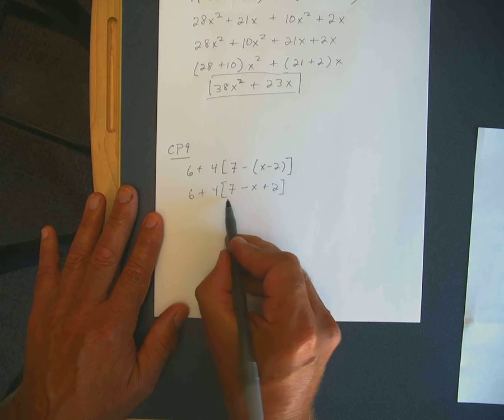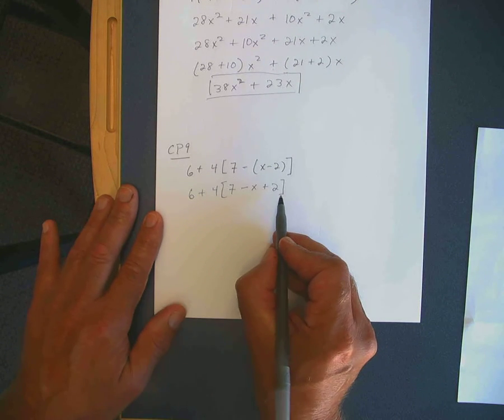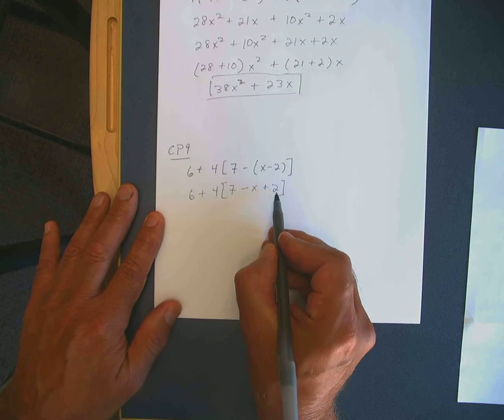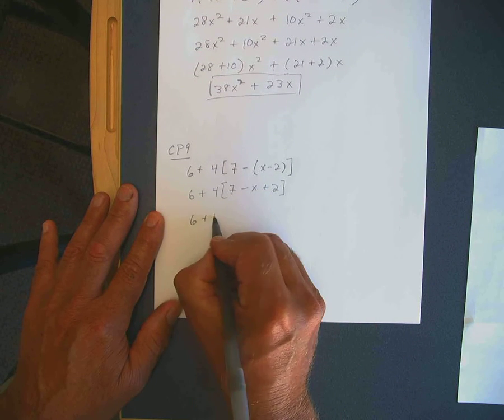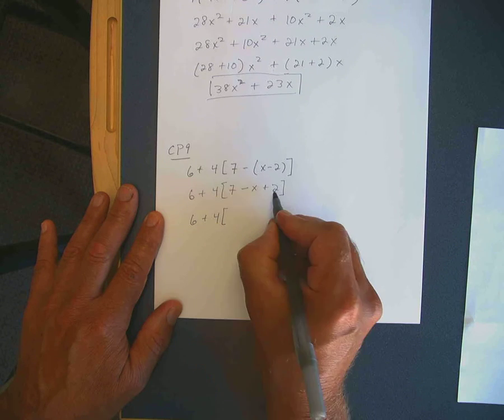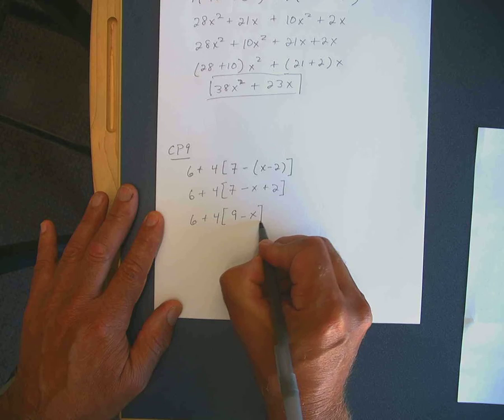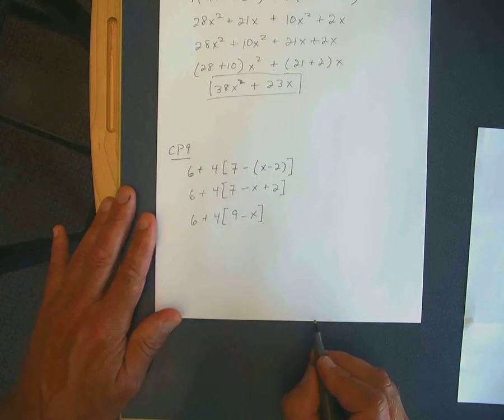Now we should look at these parentheses, or brackets, and see if we can simplify. We have a 7 and a 2. We could put those two together. I'll rewrite this part again. Putting the 7 and 2 together, we get 9. So inside there, we'd have 9 minus x, simplifying this expression.